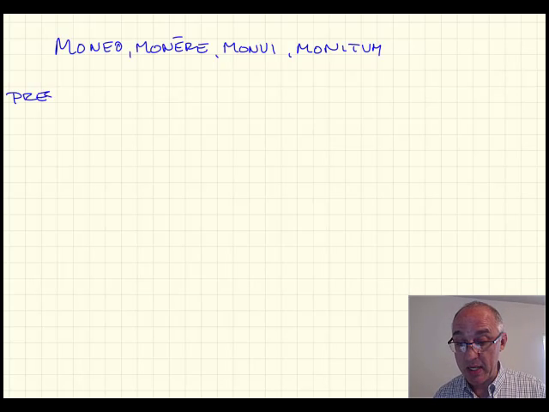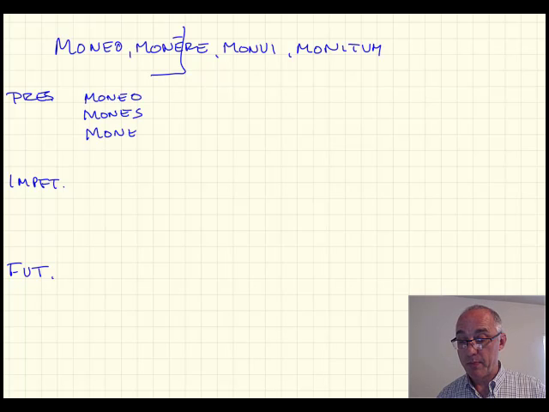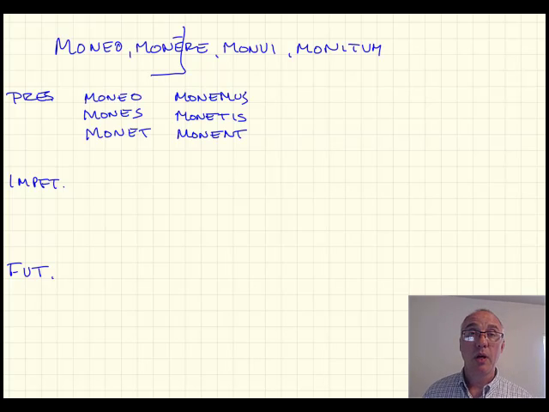And the present system means anything that is built off of the present stem, which is the second principal part minus the RE. So the present system includes the present, the imperfect, and the future. And we're going to do active and passive. So in the present, you know moneo, mones, monet, monemus, monetis, monent. I warn, you warn, he warns, we warn, you warn, they warn.